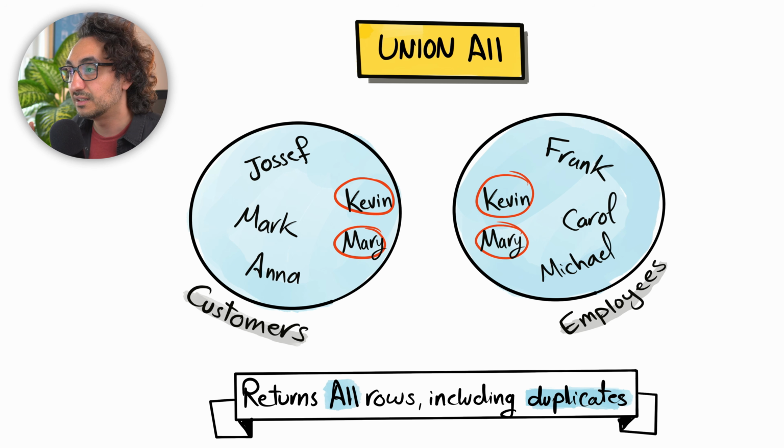output. So as you can see, union all is returning all the rows as they are from the two result sets. And if there are duplicates in the sets, we will get duplicates in the output as well. So Kevin is going to exist twice in the output and Mary as well twice. So this is how the union all works.